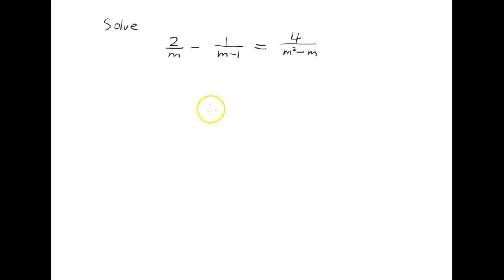In this video, I will walk through the steps of solving this equation that has rational expressions. We have 2 over m minus 1 over m minus 1 equals 4 over m squared minus m. And rational expressions are just big fractions.